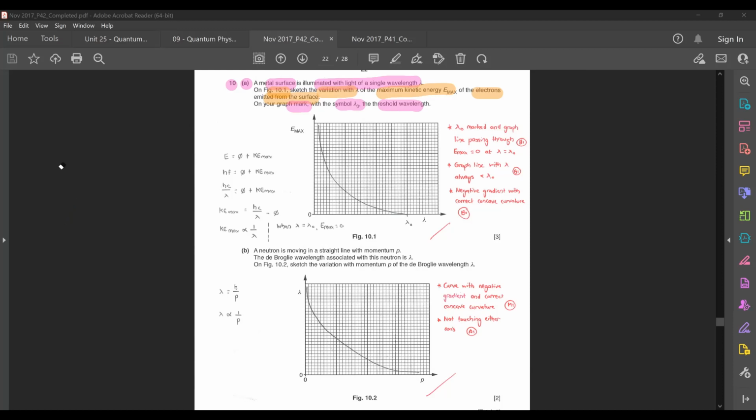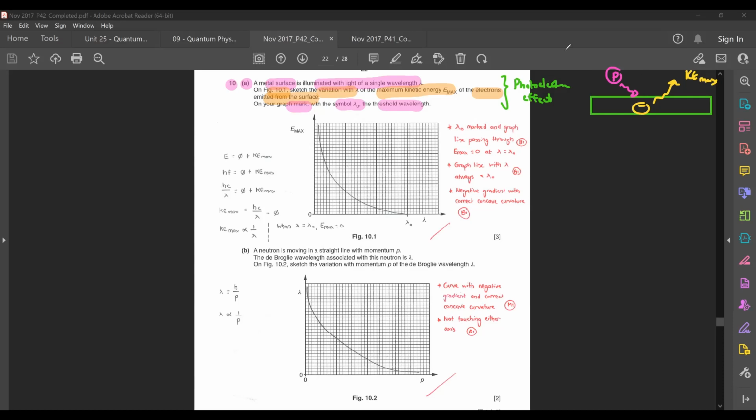Now, the question here is actually describing the photoelectric effect. Based on what you've just read, it's describing photoelectric emission, where you have a metal surface and a photon is incident on it, which subsequently causes an electron to be emitted with a certain kinetic energy. Let's just call this kinetic energy max.